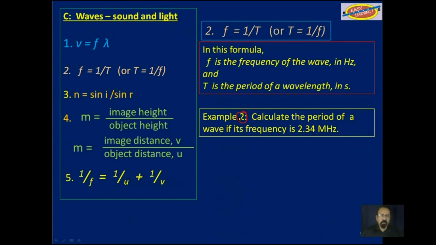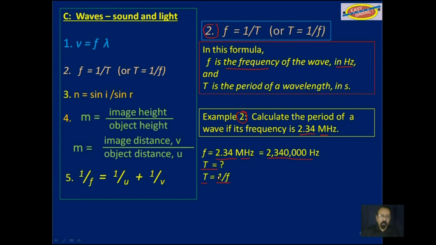Question 2, using this formula here. Calculate the period of a wave if its frequency is 2.34 megahertz. So we know the frequency is 2.34 megahertz. We need to convert that to hertz because we said the frequency is listed in hertz. We want to find the period.